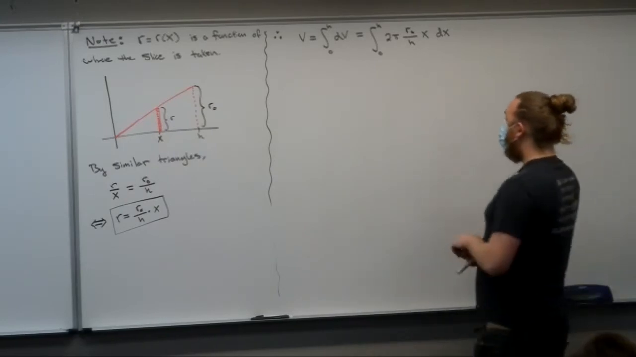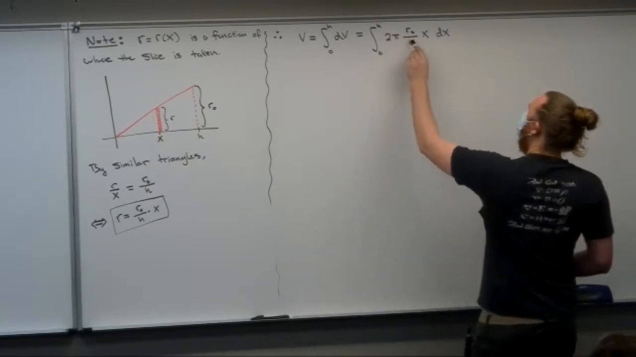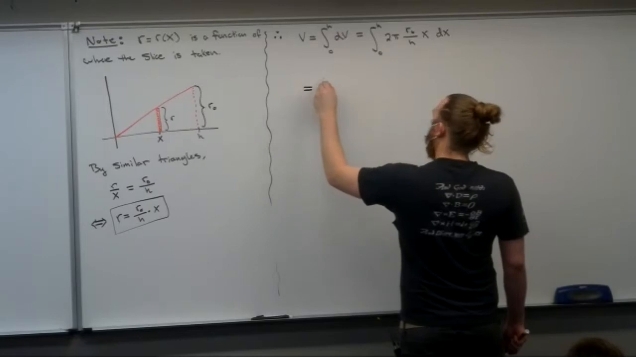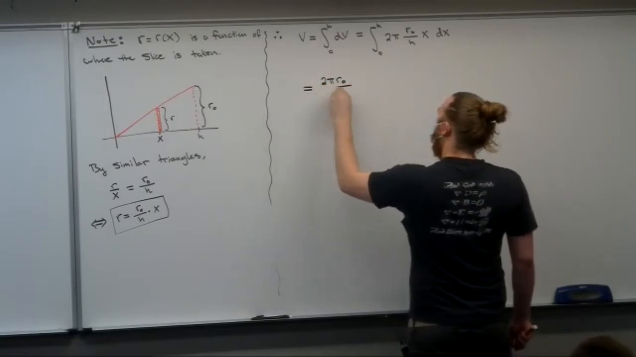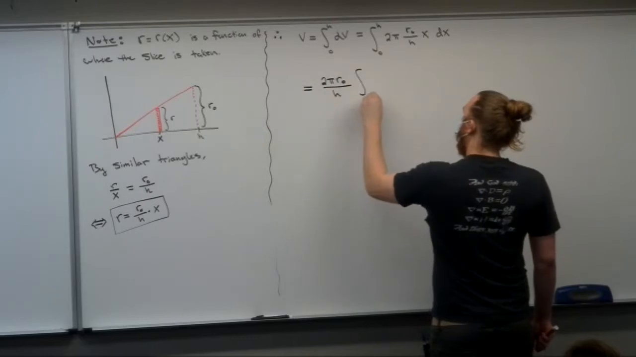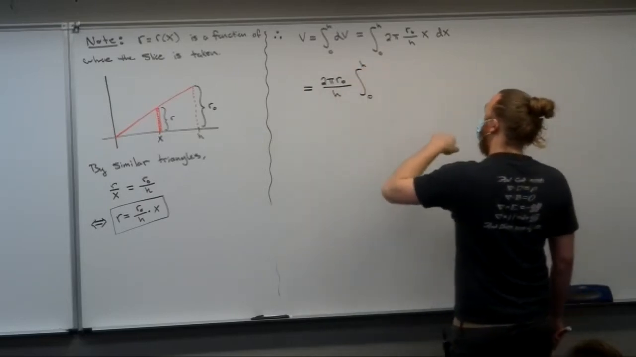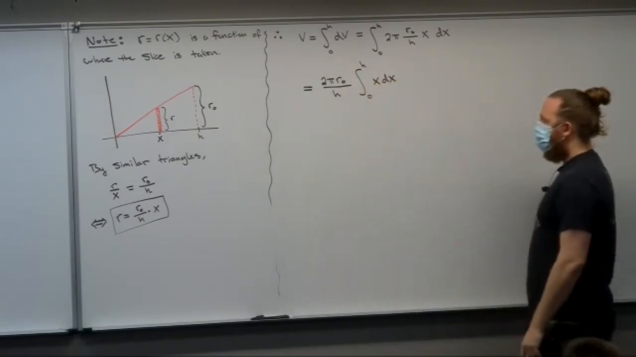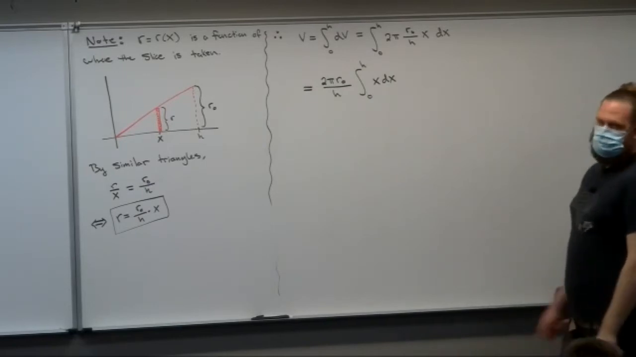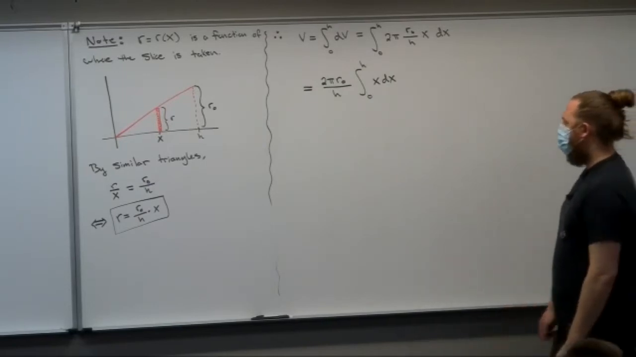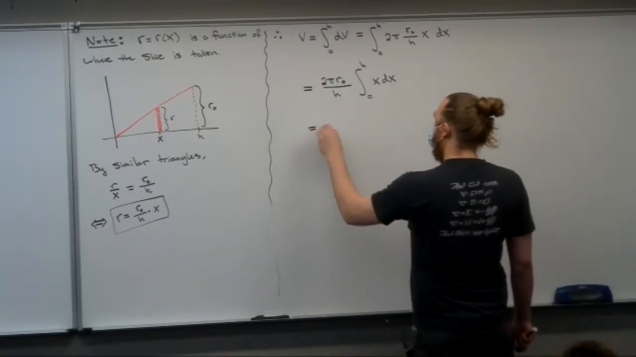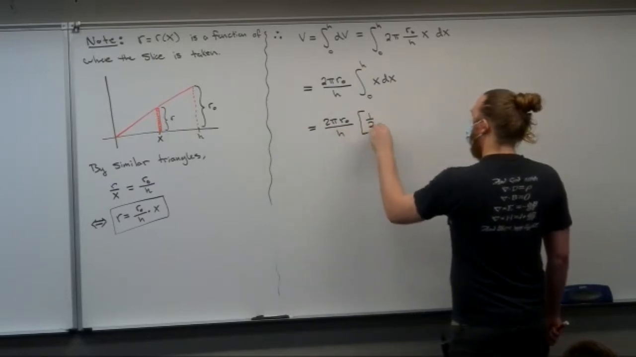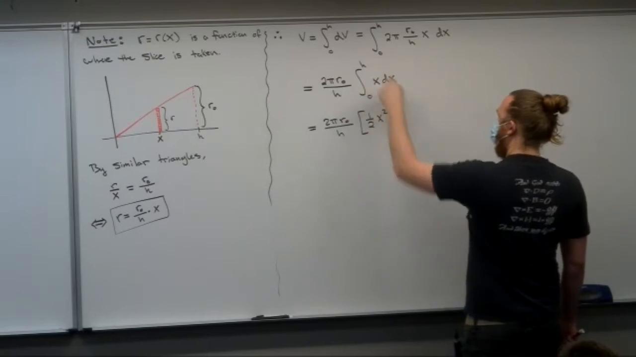Okay, then let's do our integral. So 2, pi, r naught, and h are all constant. They'll come out. We have 2 pi r naught over h times the integral from 0 to h of x dx. The integral of x dx you guys could have done months ago. This is not challenging. X squared, and we evaluate from 0 to h.